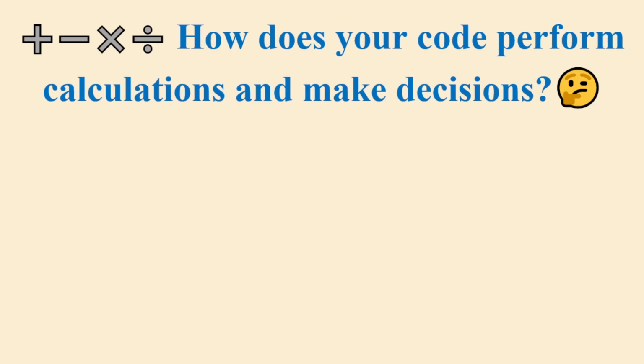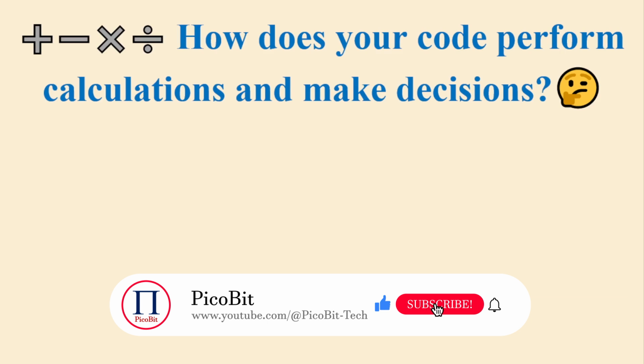How does your code perform calculations and make decisions? Our next video dives into the operators in the C programming language, the essential building blocks for arithmetic, logical, and bitwise operations. Understanding these operators is key to writing efficient and optimized code, especially in low-level programming and microcontroller applications.